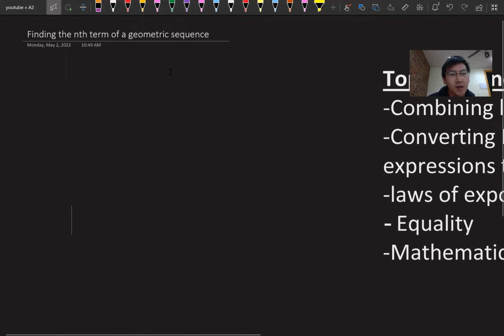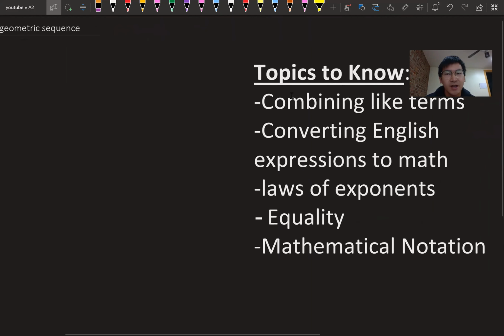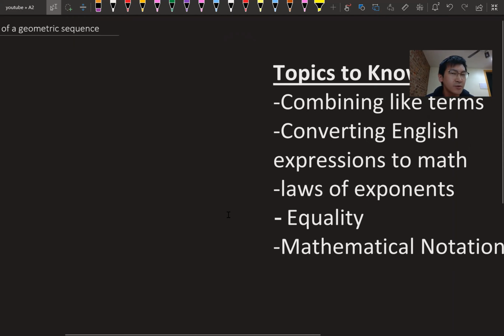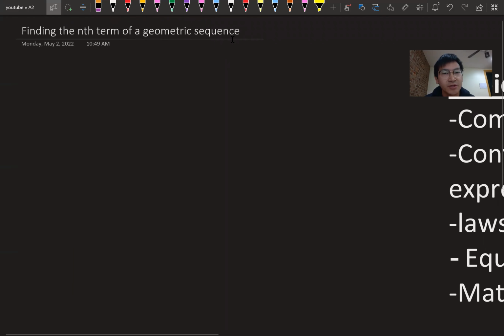Okay, cool. So to understand this, you need to know these topics beforehand. So pause and read these things. And then I'm going to introduce sequences a little bit right now, to give you some motivation for what geometric sequences are.